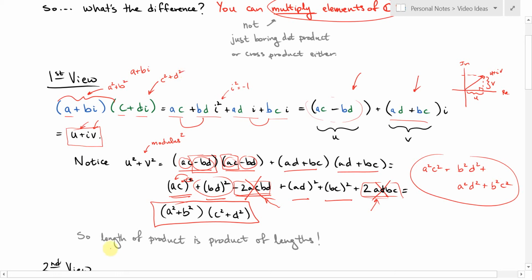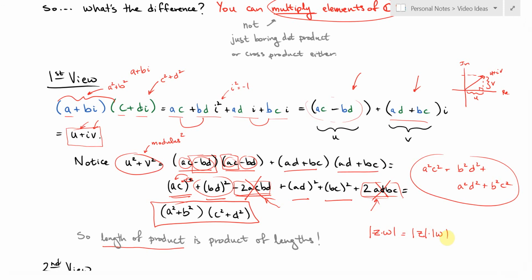So what we just found is that the length of the product of the numbers, which is u squared plus v squared, or the square root of it, is actually equal to the product of the lengths of the original numbers. So there's this nice interesting property. The modulus of, say, z times w, if z and w are complex numbers, is equal to the modulus of z times the modulus of w. And that's something you can read from the algebra using this kind of basic, naive version of complex multiplication.